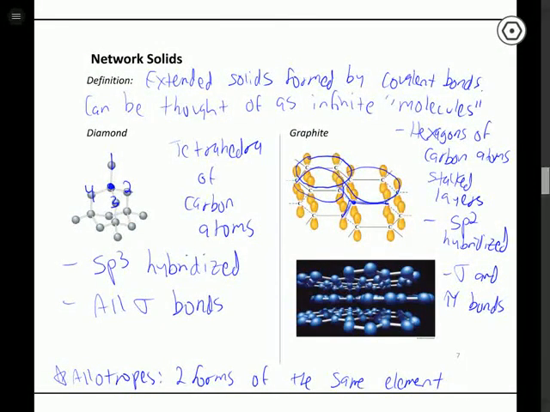So all these pi bonds just extend out in all directions within the plane. Now that changes the properties, as we'll get into, but that is a key difference between diamond and graphite. Diamond is only sigma bonds, graphite is sigma and pi bonds, and then that defines some differences in the properties.